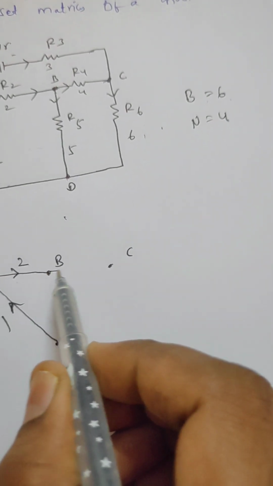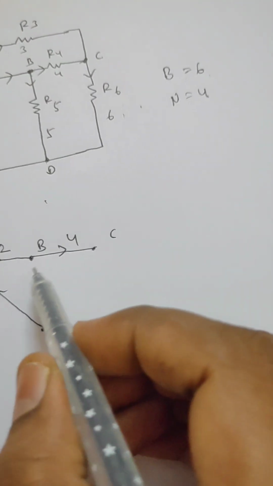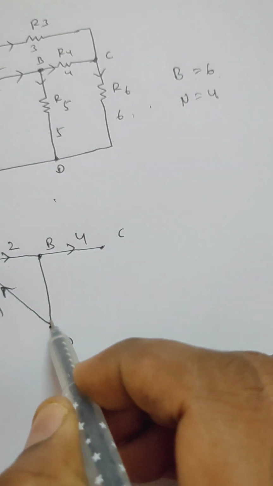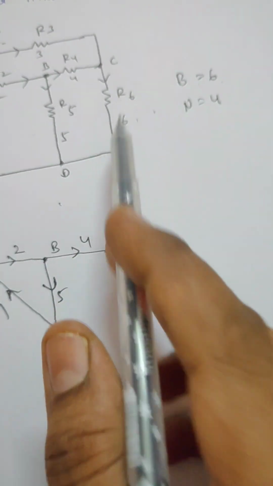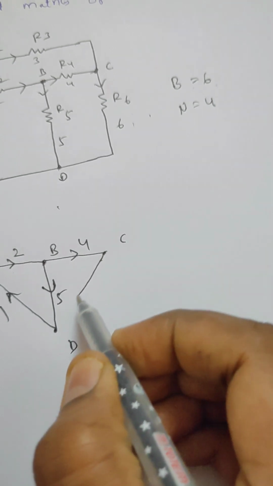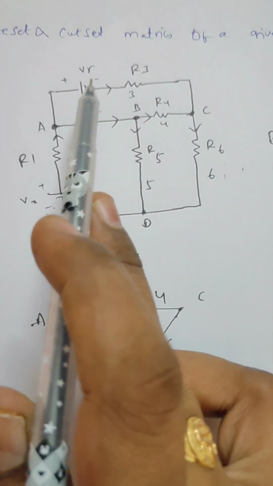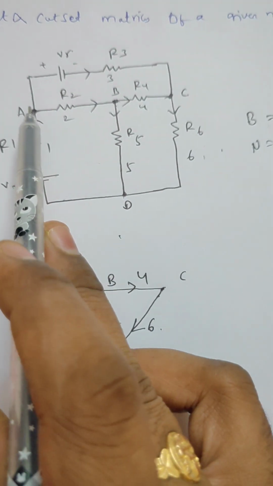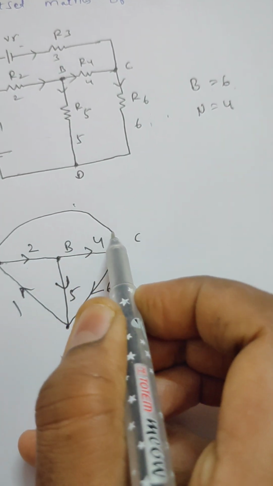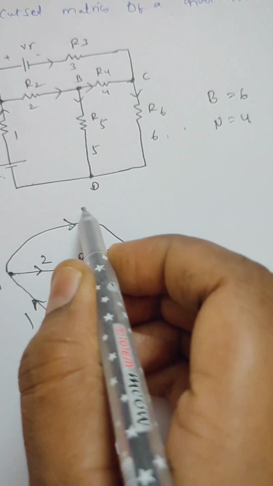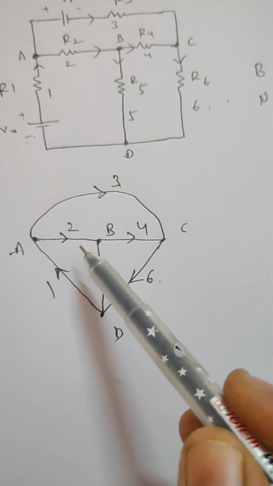Similarly, from B to C only one connection is there, that is branch 4, and the direction is towards C. From B to D is branch 5, and its direction is towards D. Again, from C to D only one resistor is there; replace that with a simple line segment, so that is branch 6. Again, here one more voltage source is there; make it short circuited. Then from A to C one more branch is there, so simply replace that with a line segment, and this is branch 3. So now we have successfully converted the network into an oriented network graph.